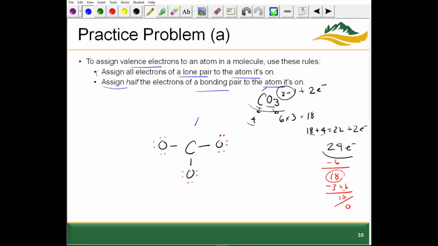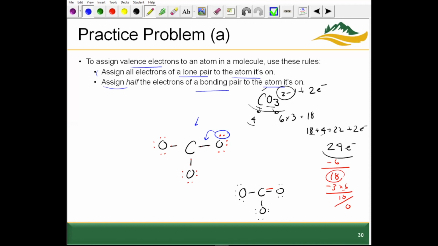But does this carbon have a complete octet? Well, 1, 2, 3, 4, 5, 6, so no. What we can do then is try to move a lone pair of electrons in to form a double bond. What we should do at this point is check that they all have a complete octet.